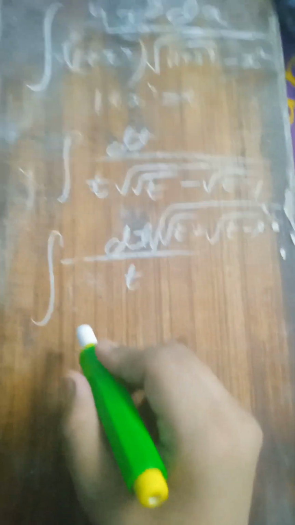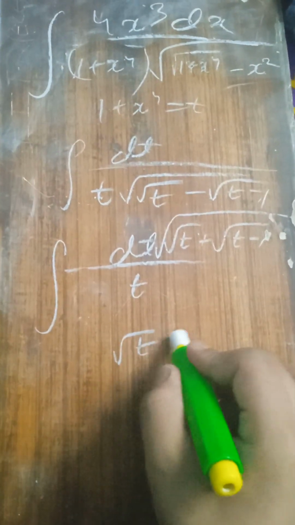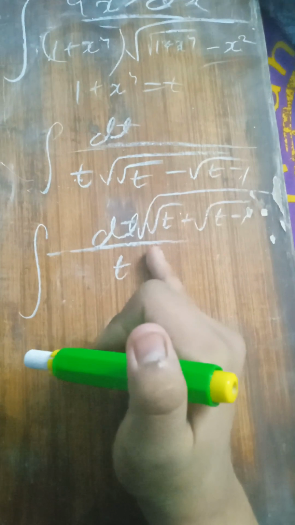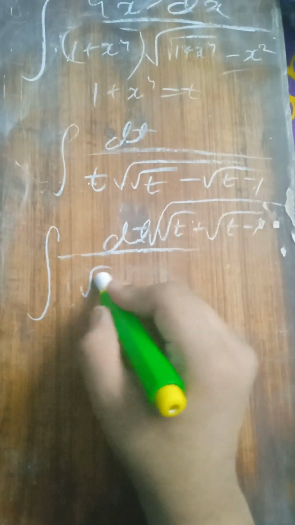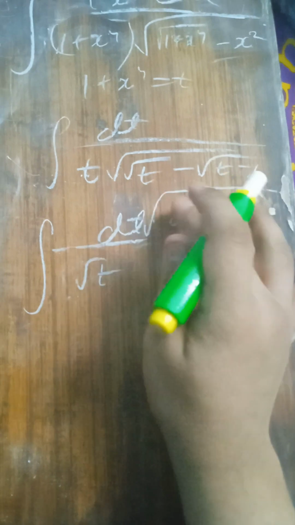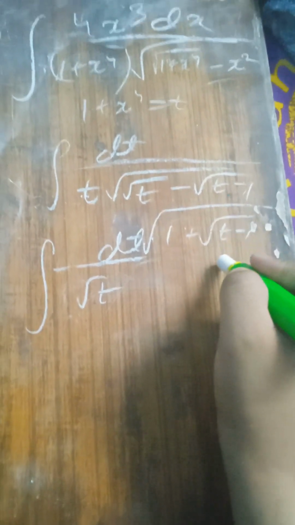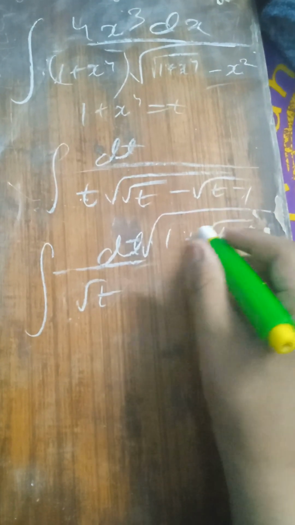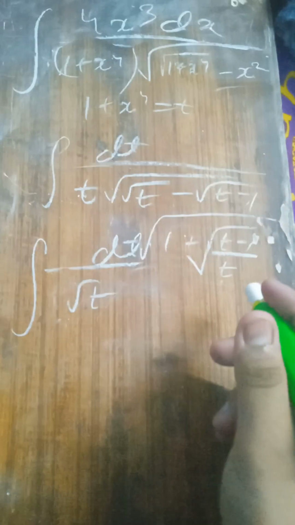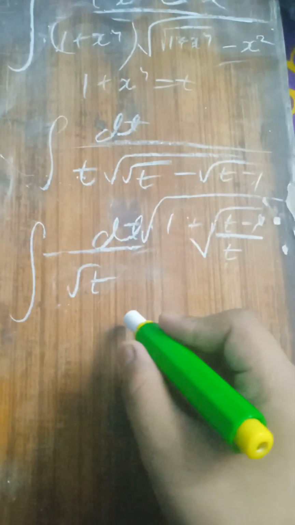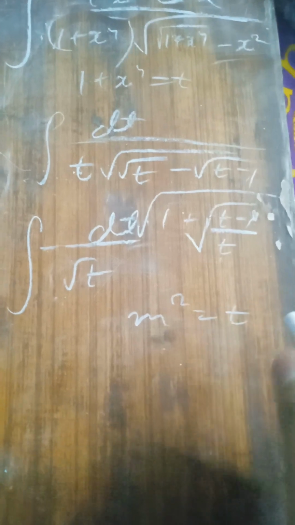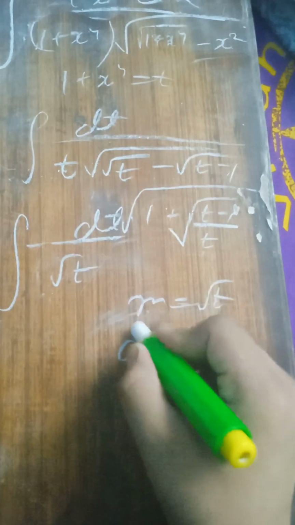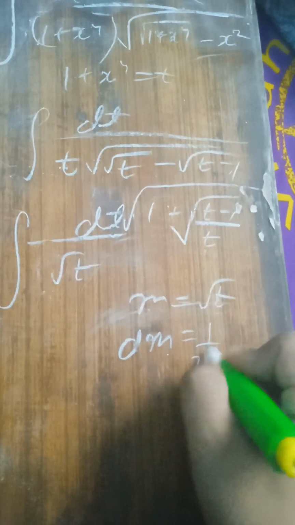Now what I'm doing, I'm putting root t as m after drawing a root t inside. I mean, I split it in root t and I take a root t inside. This gets cancelled. Again, I'm doing some blunder, I guess. Anyways, I think I'm not. This is it. So now I put m square equals t. Now m is equal to root t, dm is equal to 1 by 2 root t dt.